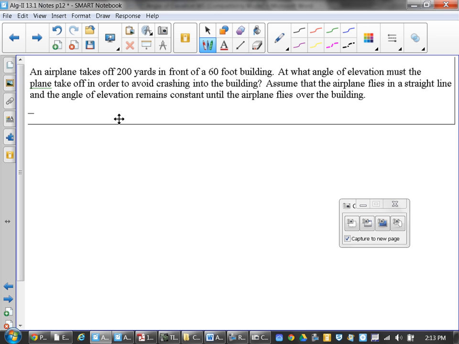All right, so you have an airplane. We have an airplane that takes off a mere 200 yards in front of a 60-foot tall building. That sounds like a great place to put a building.